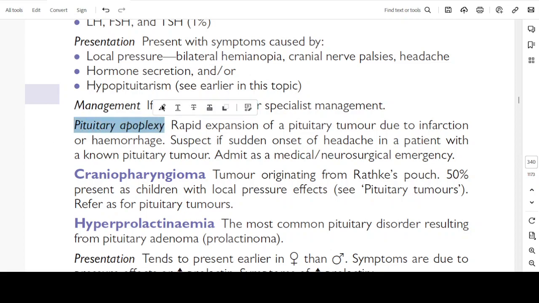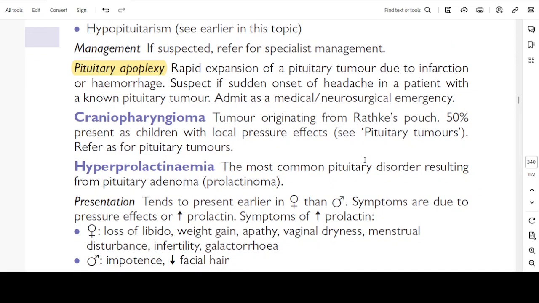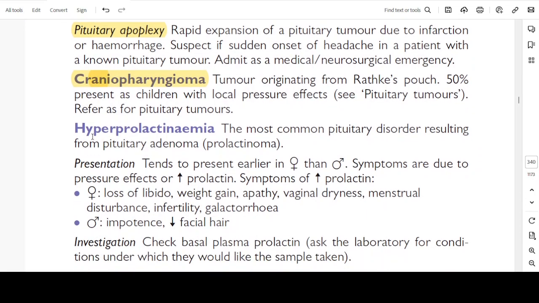Pituitary apoplexy. Rapid expansion of the pituitary tumor due to infarction or hemorrhage. Suspect it if there is sudden onset headache in a patient with a known pituitary tumor. Admit as a medical or neurosurgical emergency. Craniopharyngioma. A tumor originating from Rathke's pouch. 50% of the patients are children with local pressure effects. See the pituitary tumors and refer as for pituitary tumors. So here also they will have bitemporal hemianopia.